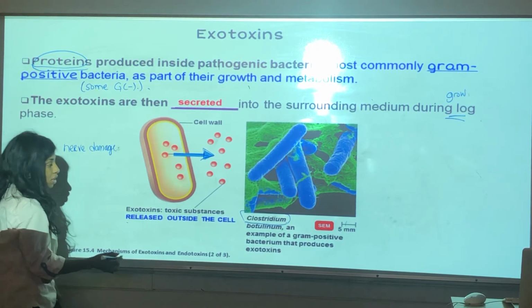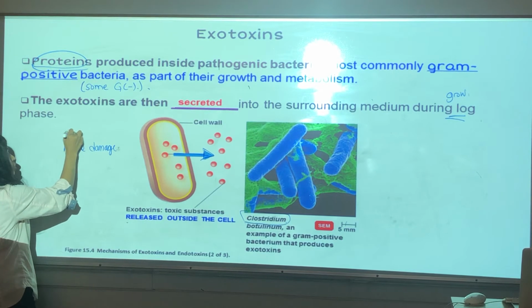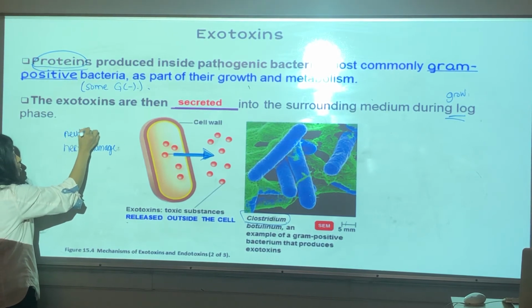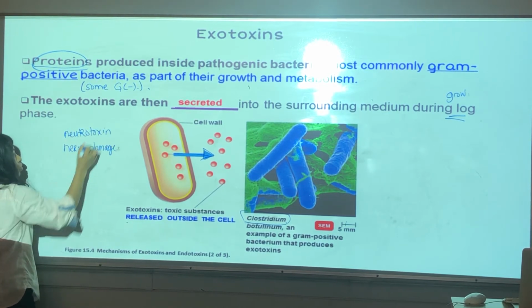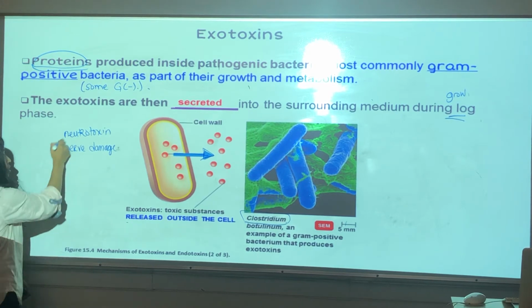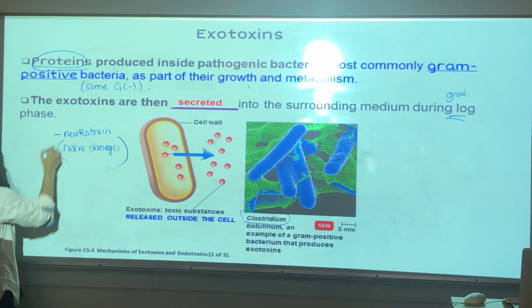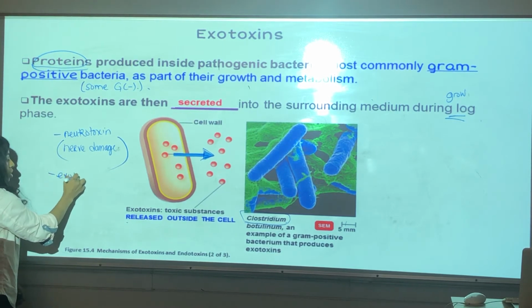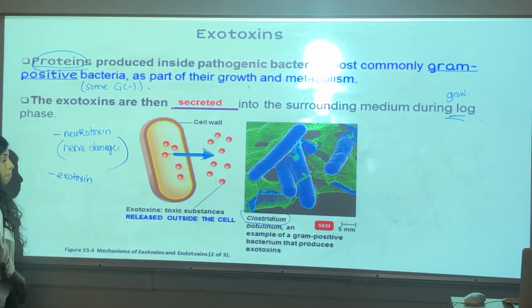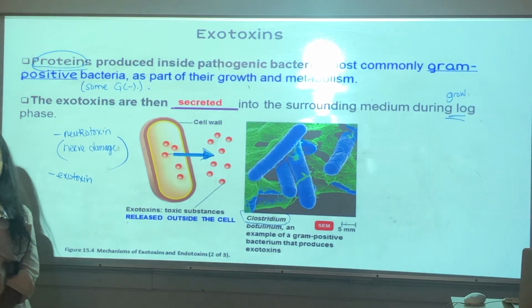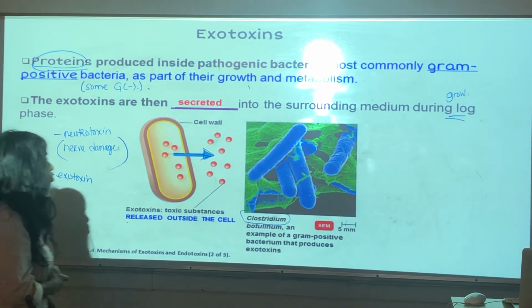We also call this Clostridium toxin a neurotoxin. The neurotoxin describes the damage the toxin does to the nerve. It's also called an exotoxin, and we'll give it another name later on. So these are exotoxins.